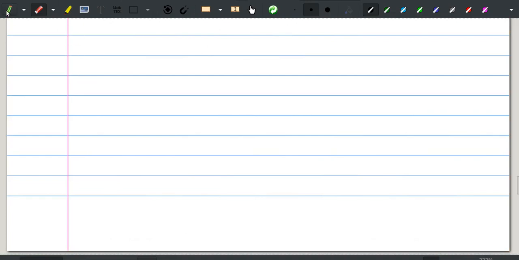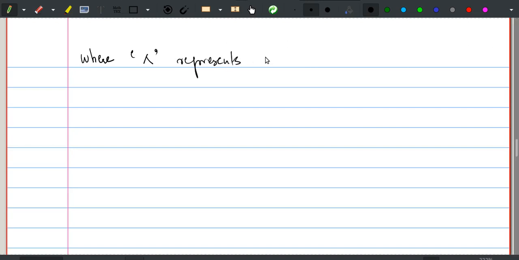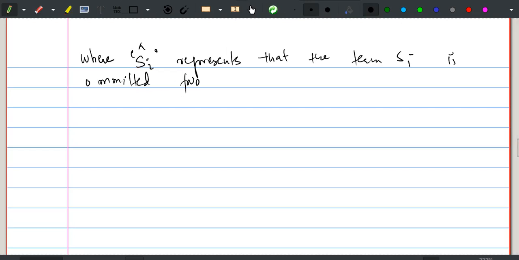where Si-hat represents that the term Si is omitted from this sum.